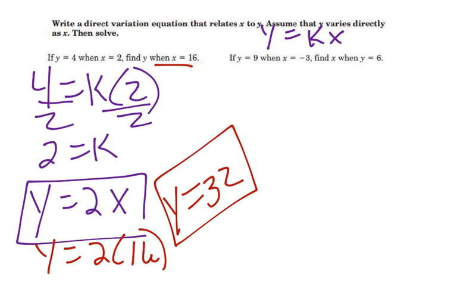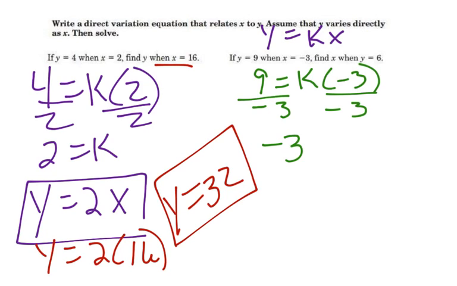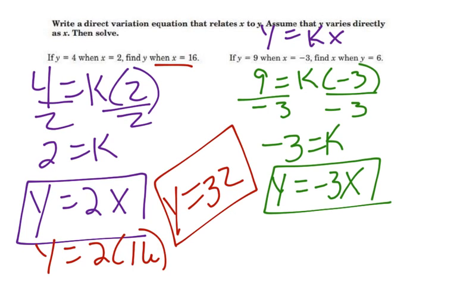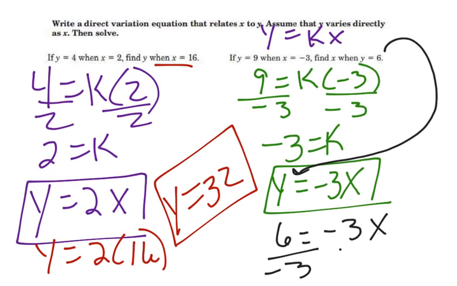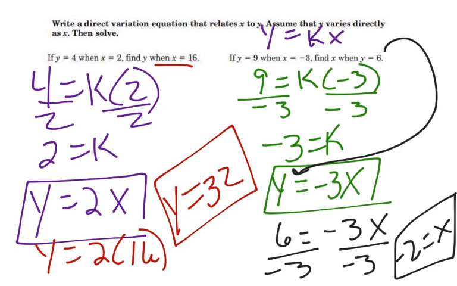If y is 9 when x is negative 3, same thing. 9 equals k times negative 3. Divide both sides by negative 3. Negative 3 equals k. So my new equation is going to be y is equal to negative 3x. Now you're going to take the y equals 6 and plug into the new equation. 6 equals negative 3x. Divide both sides by negative 3. And negative 2 equals x. Second part of your answer.